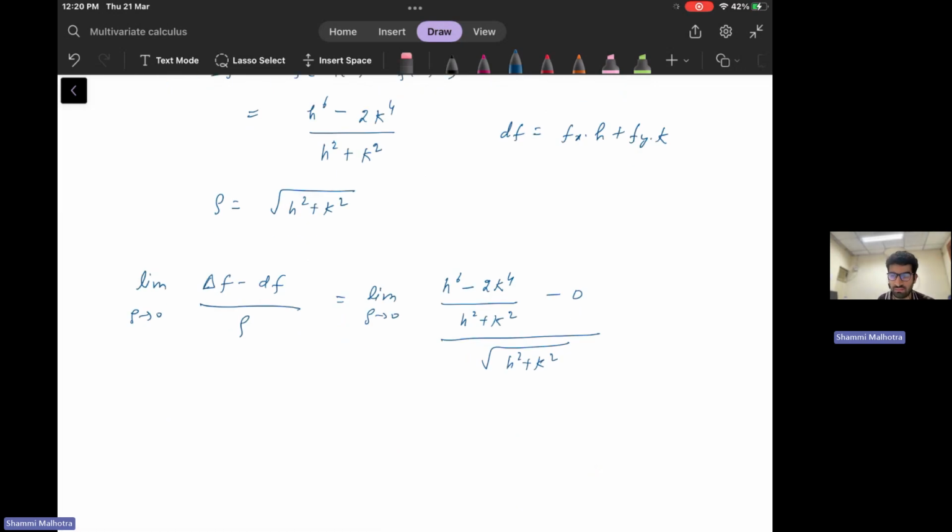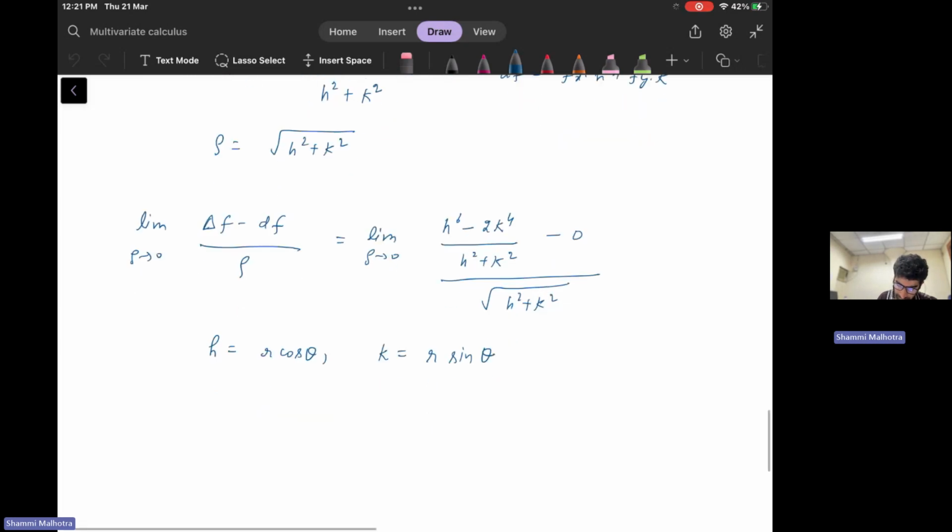Whenever we have these terms, as we have seen earlier, to validate this we convert these into polar form. So let us convert to polar form. I can take h to be r cos theta, and I will take k to be r sin theta. So this will be equal to the limit as r tends to 0.